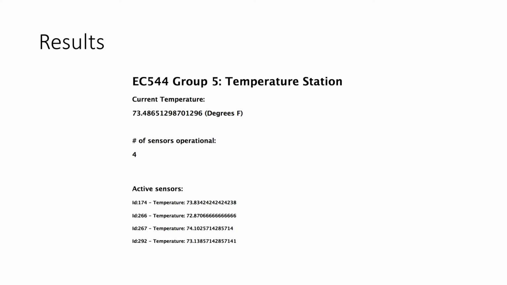So this is the interface of our system. So we can see that we have the current temperature in degrees Fahrenheit, and we also have the number of sensors operational in the system. And also the active sensors are listed down there. Take note that there's an ID number in front of each one. So that is the ID number of each sensor that is generated randomly.